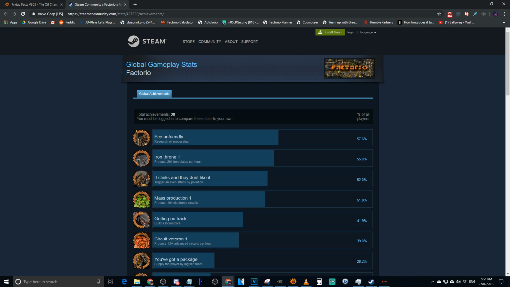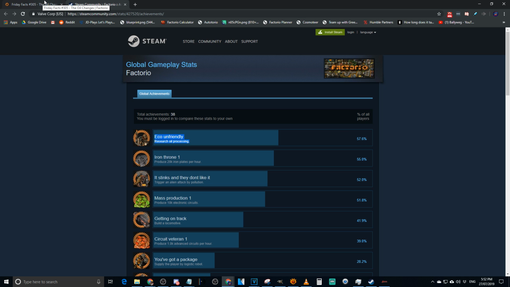Well, no, that's produce 20k plates per hour. So it's actually producing and using technically 20k iron plates, which is like a 3 or 4 lane bus. It is a significant amount of iron being used and produced, and still it's not that hard. 10k electric circuits is a timed one, but even that's 51%. Like, oil is technically the most common achievement, but only 57% of players have actually done it.